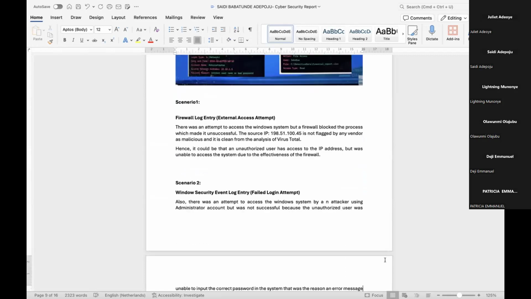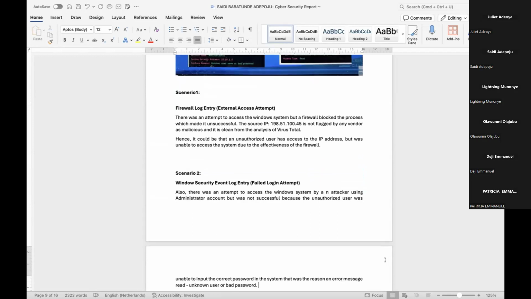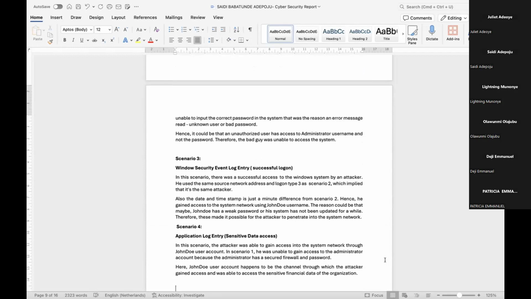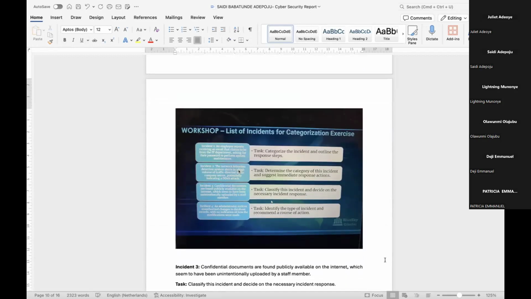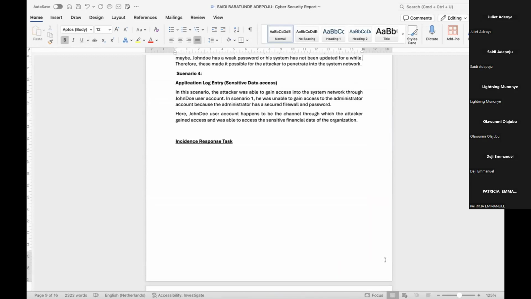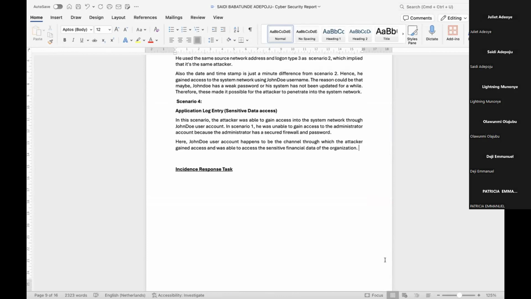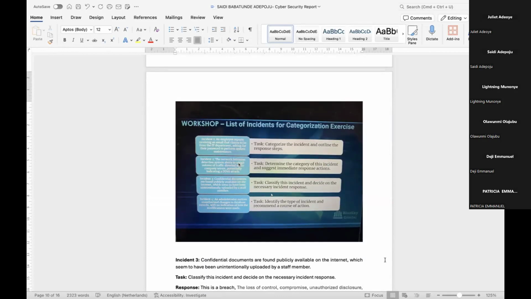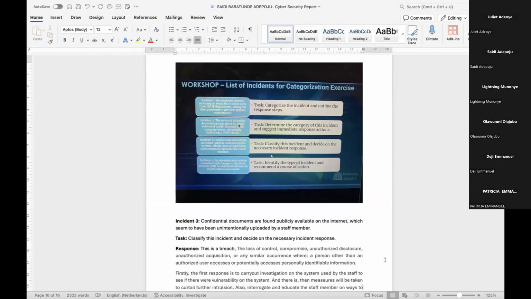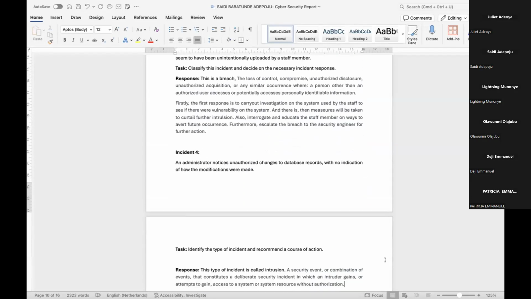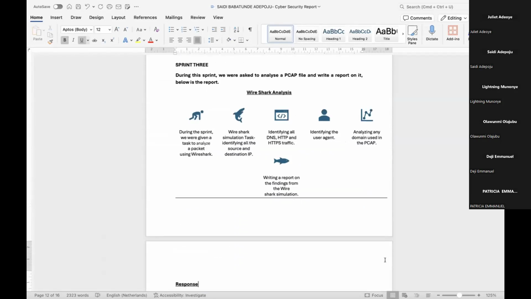Scenario 2 was about a Windows security event log entry as well. It was a failed attempt as well. Also in Sprint 2, we learned an incident response task. These are screenshots of the simulation we did in class, and how to analyze incident response as well. Then we moved to Sprint 3.